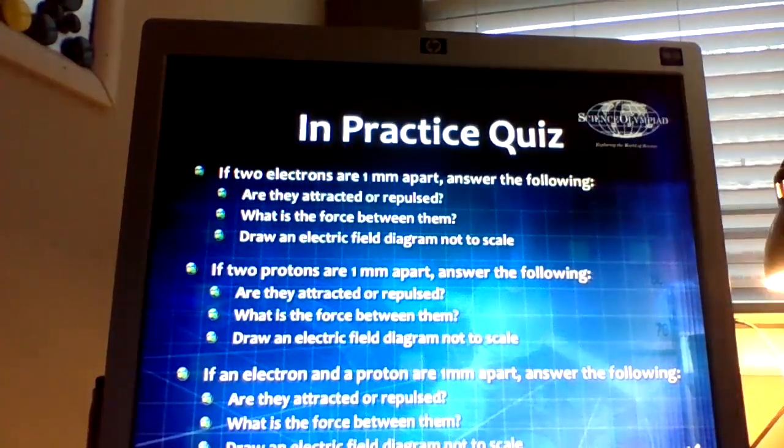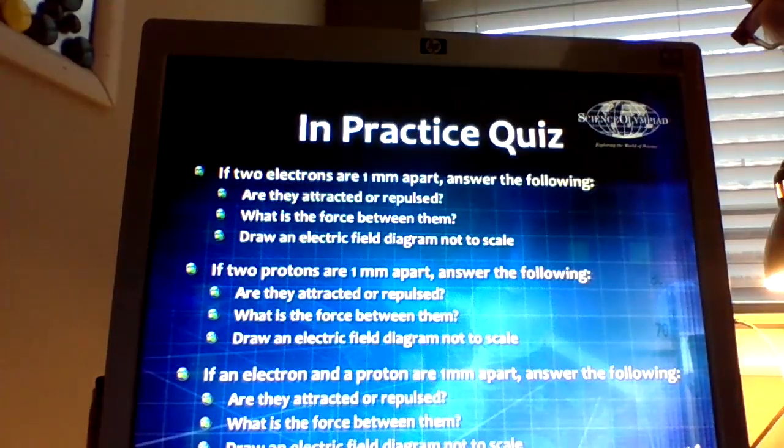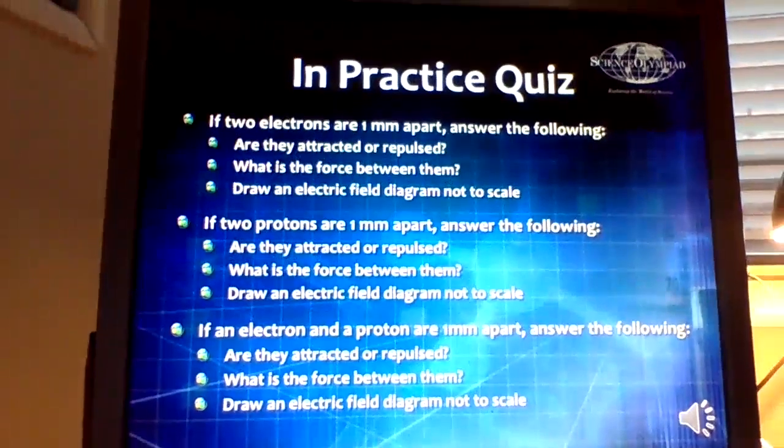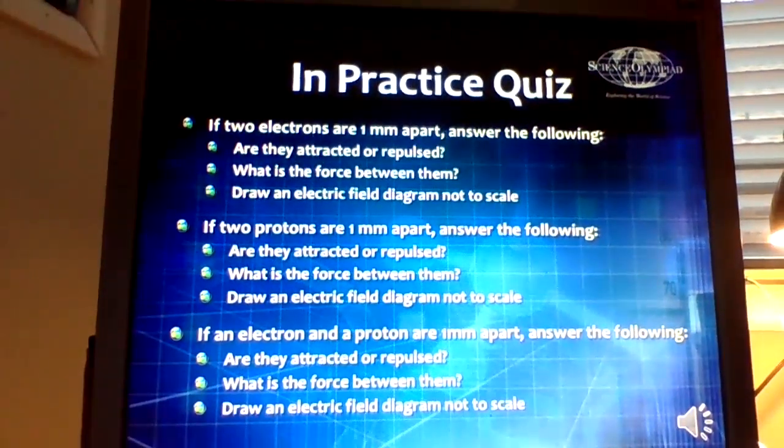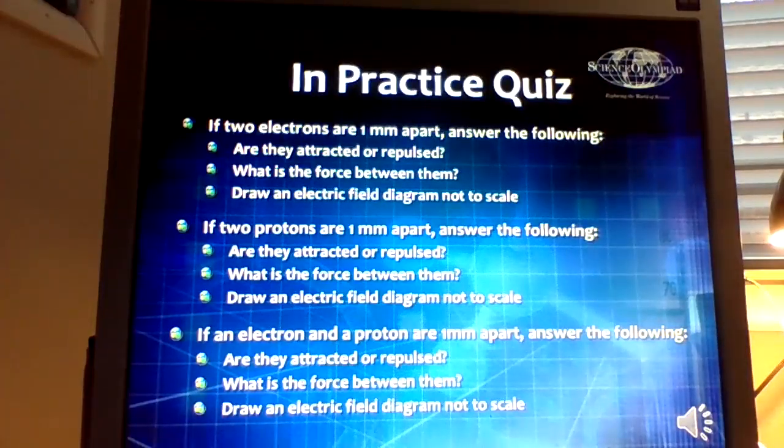And what you'll notice is that if I have two electrons, are they attracted or repulsed? Let's see who can answer that. Are the electrons attracted or repulsed to each other? Anyone? One answer: repulsed. That's right. They're all going to be repulsed because they're the same.